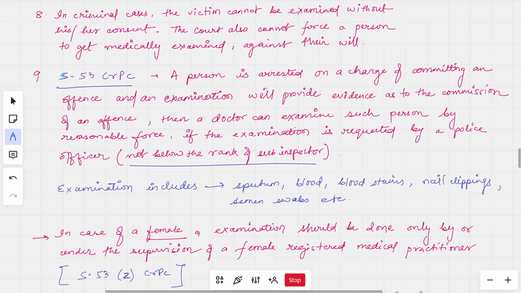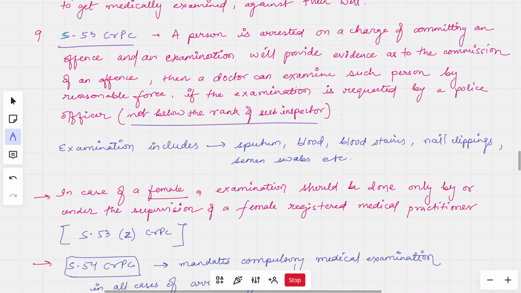So it means that if a person is suspected of committing a crime and it is seen that the examination will prove his criminal work, then the doctor can examine the person by force against their will, if under the request of a police officer. The rank should not be below the sub inspector.